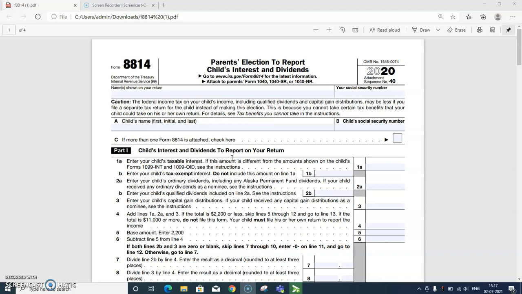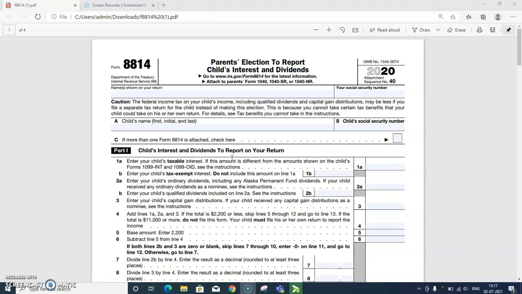You must complete Schedule B, Form 1040 Part 3 and file it with your tax return if your child had a foreign financial account, or number 2, received a distribution from or was the grantor or transferor to a foreign trust. Enter Form 8814 on the dotted line next to line 7A or line 8, whichever applies. Complete line 7B if applicable.